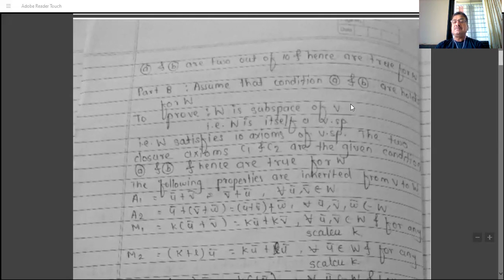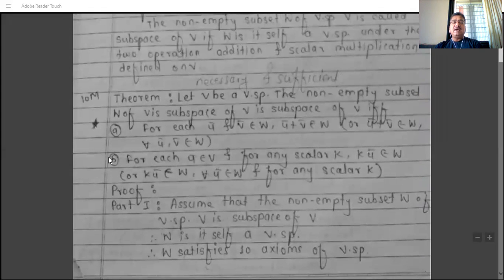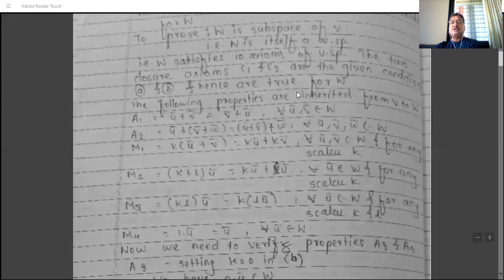How can you show W is a subspace of V? W is itself a vector space. And how can we show W is a vector space? W satisfies the 10 axioms of vector space. We have to show W satisfies 10 axioms of vector space. So the two closure axioms C1 and C2 are the given conditions A and B, and hence are true for W. So we have to prove the 10 axioms, and out of those 10 axioms, these A and B are our two assumptions, and these are the closure axioms C1 and C2.